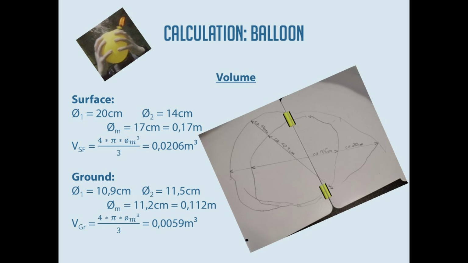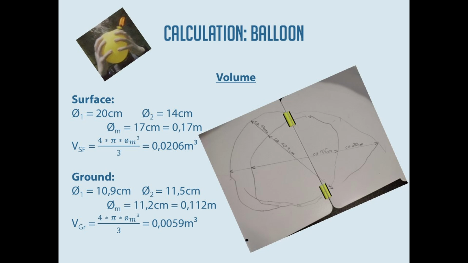the mean value, to get at least a meaningful value for the volume. I calculate the balloon volume at the surface from the diameters: 20 centimeters and 14 centimeters would be the average value 17 centimeters, and the volume at the surface calculated, and then proceeded with the values from the bottom again in the same way. There it was a little bit easier to draw.